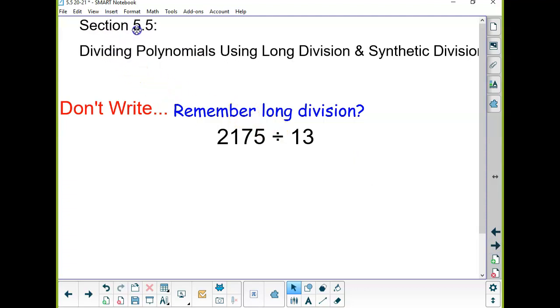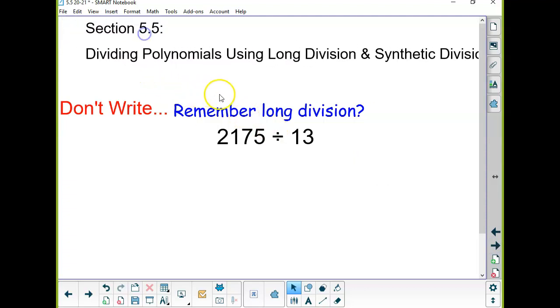Okay. So if you want to write the title, it's right here. You do not have to write this idea of long division. But I'm going to show you it just to kind of make a connection of what we're doing today.